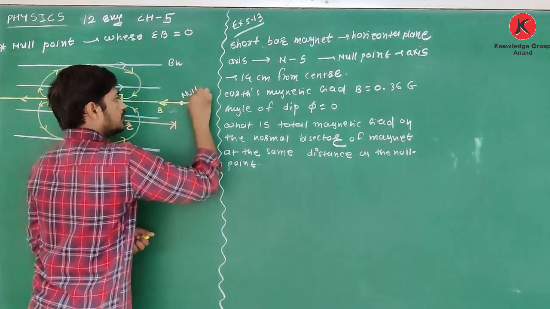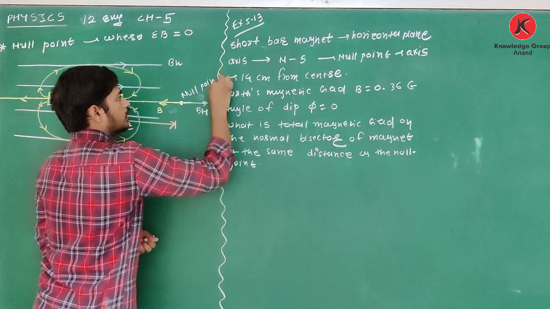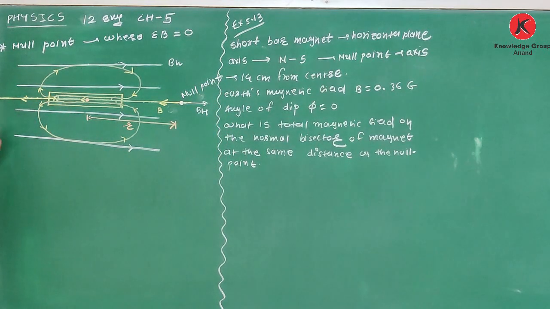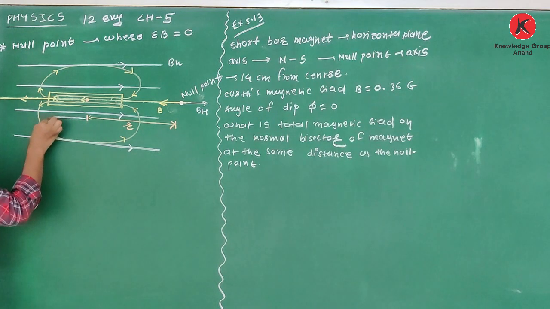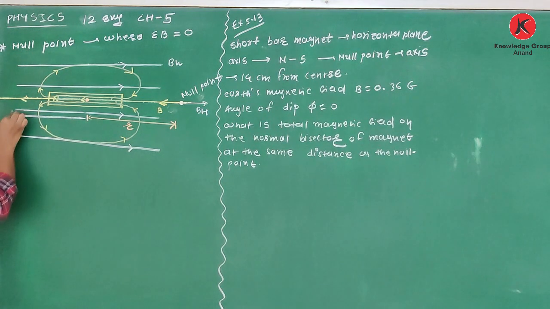This point is called null point. Clear about this? Similarly, one null point will be at distance r on this side.